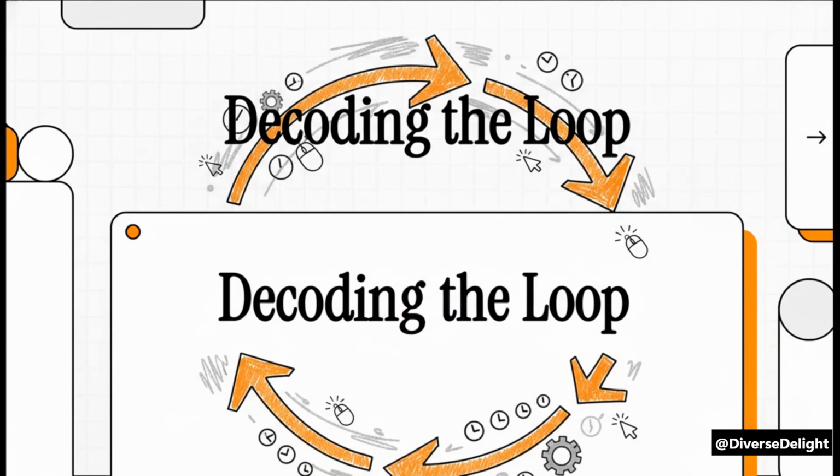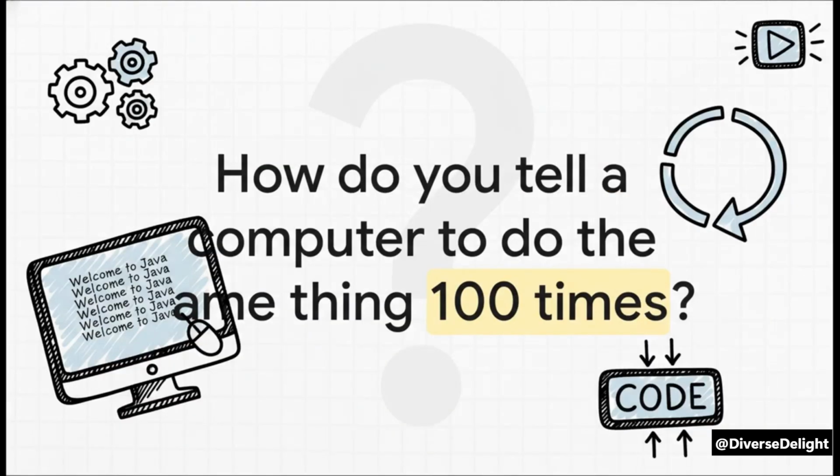Have you ever wondered what makes computers so incredibly powerful? Well, a huge part of it is their ability to do the same thing over and over and over again without getting tired. Today, we're going to pull back the curtain on the simple but brilliant idea that makes all that possible. So let's just start with a simple problem.